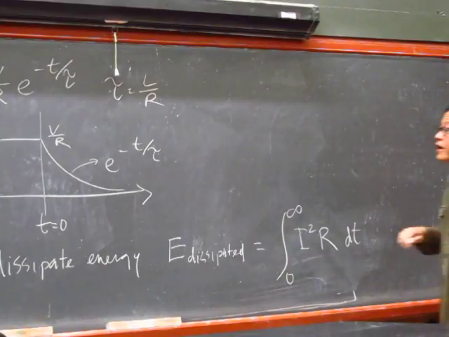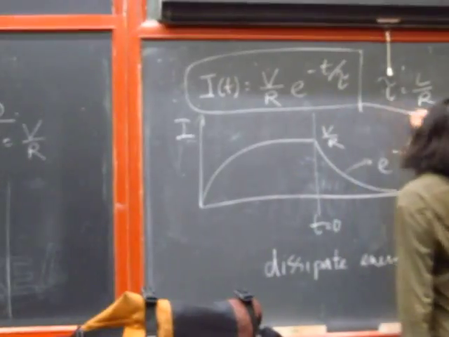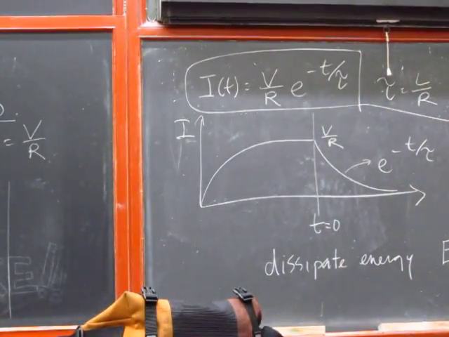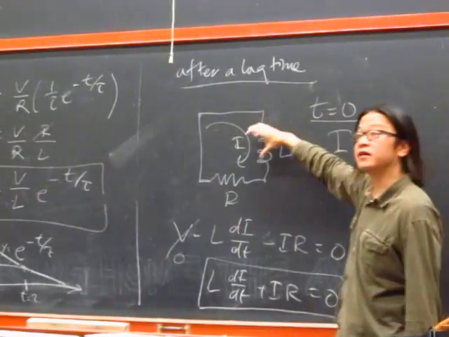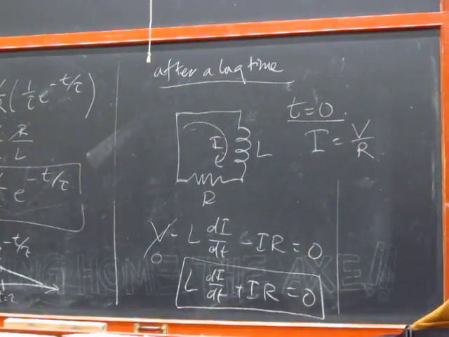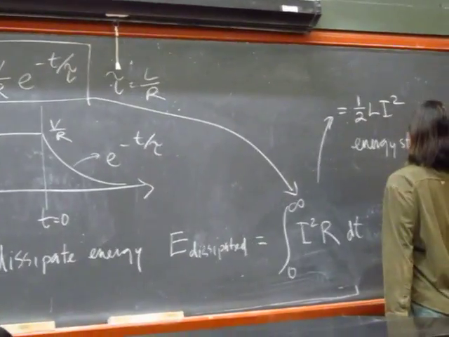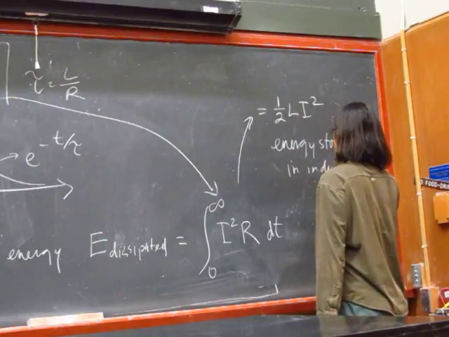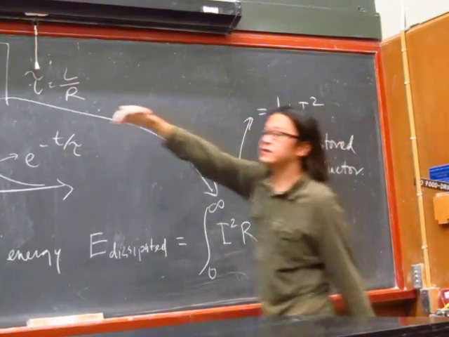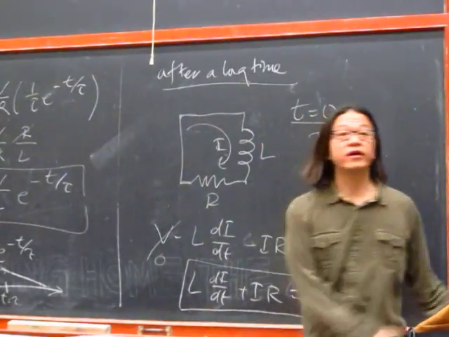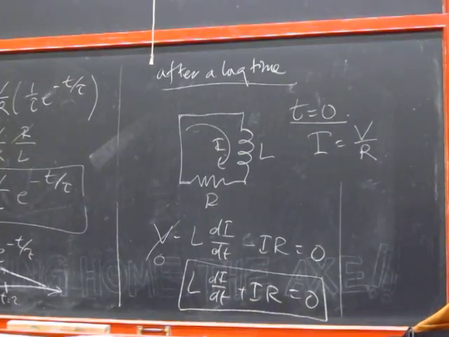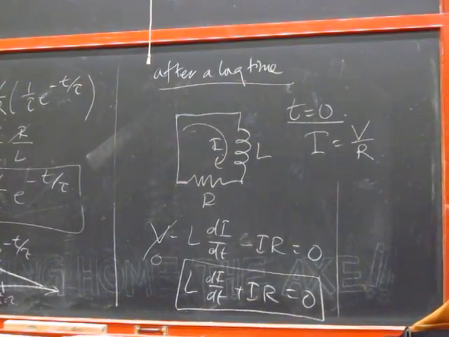I substitute this equation here, and it's a very simple integration, just exponential. You'll find that the total energy dissipated is equal to 1/2 L I squared. So there must be an initial energy stored in the inductor. When I short circuit this LR circuit, it dissipates everything as Joule heating through the resistor, and at the end of the day you have nothing because everything is empty.